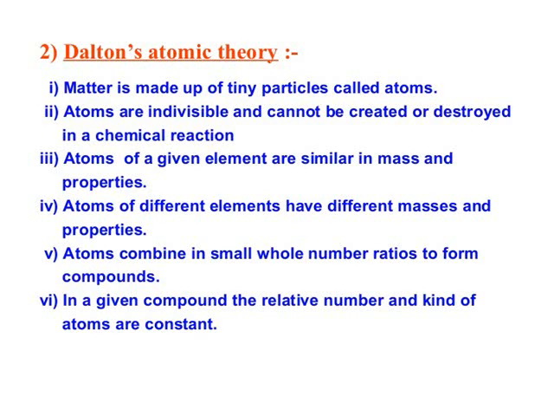Fifth point, atoms combine in a small whole number ratio to form compounds. That's what we have seen, the law of constant proportion. So atoms combine in a small whole number ratio to form compounds. We have seen 1:8 for water and 1:14 for ammonia. The last one, in a given compound, the relative number and kind of atoms are constant. The relative number and the kind of atoms will be the same for a compound.